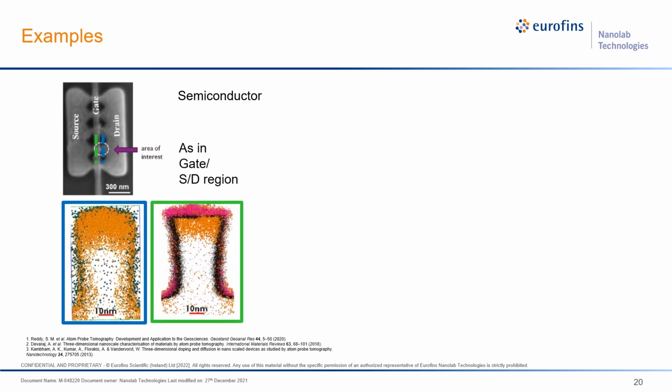And actually, using atom probe tomography, you can see arsenic, which is a dopant, both in the source drain structure, which is shown here in blue, as well as under the gate. And actually, this can help to design the next generation of devices.